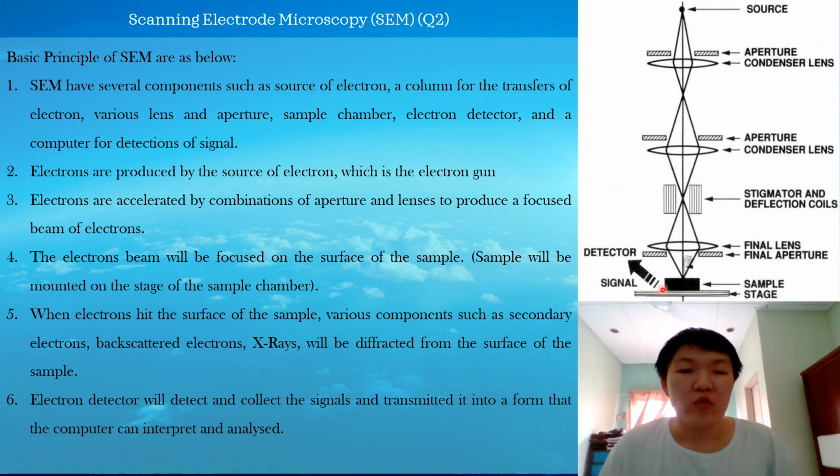Next, when the electrons hit the surface of the sample, various signals such as secondary electrons, backscattered electrons or X-rays will be emitted from the surface of the sample. At this time, the electron detector will detect and collect the transmitted signals, and they can be transformed into a form that the computer can use for analysis.